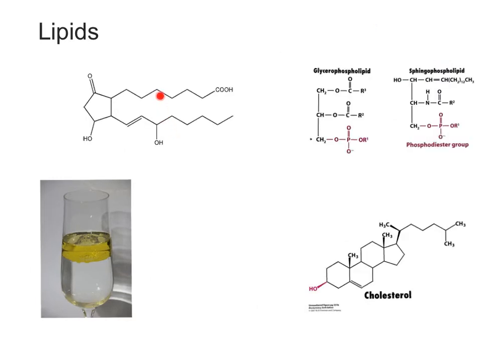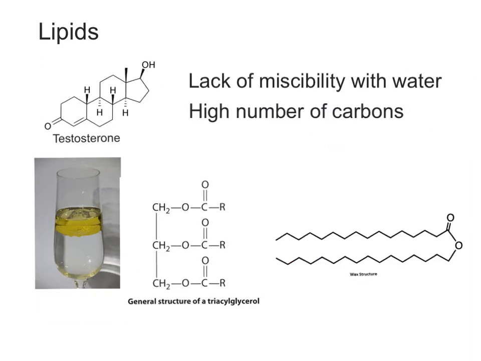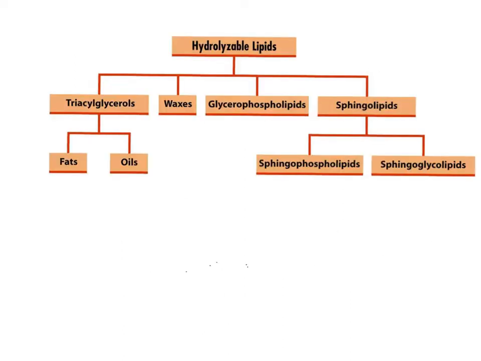Prostaglandins and eicosanoids are local hormones or local mediators that act in the same tissue where they are synthesized. Other lipids, such as phospholipids from glycerol, phospholipids from sphingosine, and cholesterol, are important parts of membranes. The only thing that all lipids have in common is a high content of carbons and that they do not mix with water.